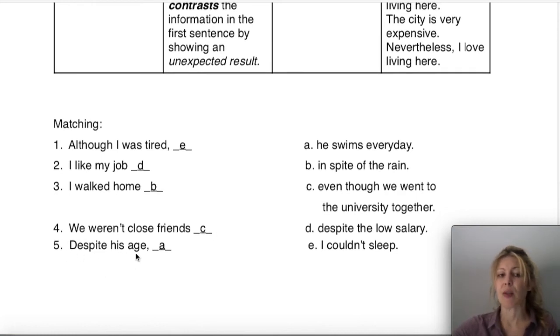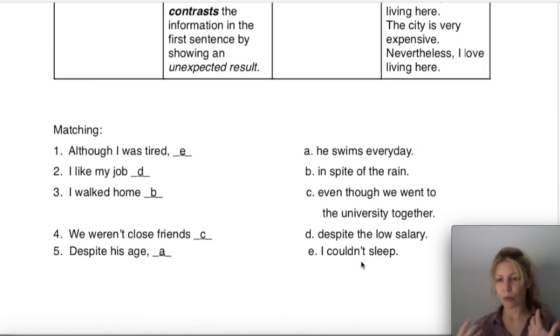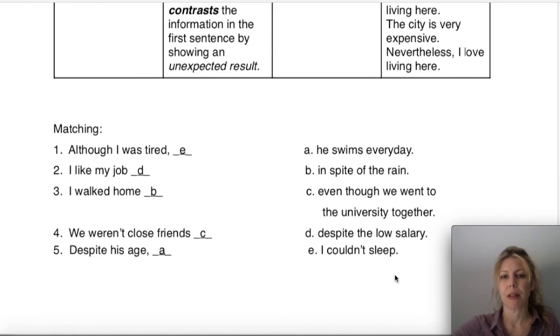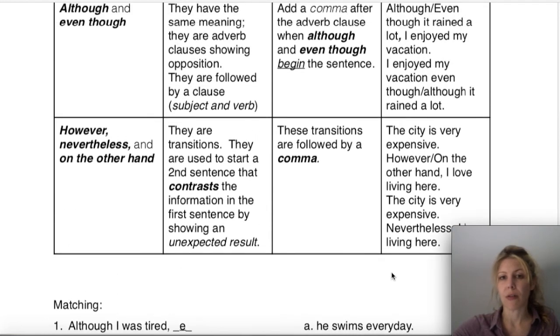Look at 5. Despite his age, he swims every day. Or in spite of his age, he swims every day. Or he swims every day despite his age. Okay, so hopefully as you read these sentences, the meanings will make sense with the contrasts. Remember, with the contrasts, you're thinking opposite, or thinking positive and negative information. Okay, we're going to do some sentences of our own.